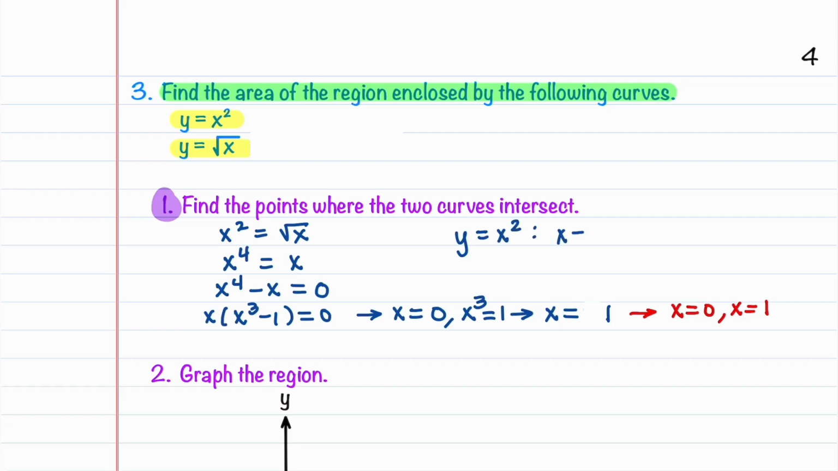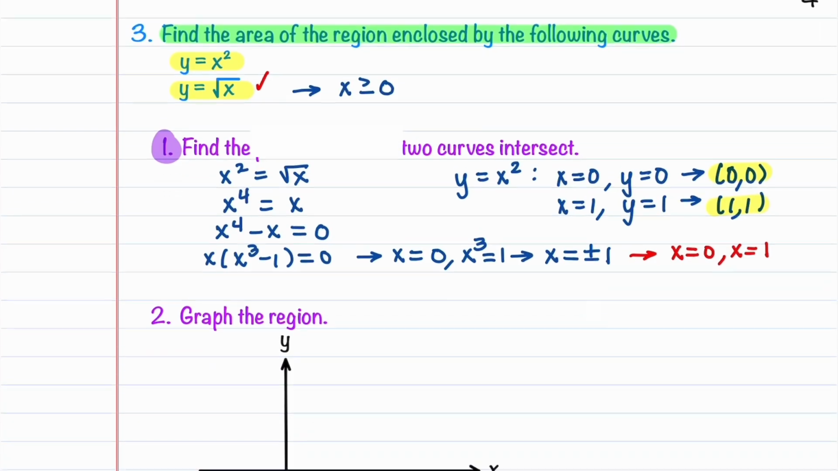So when x is equal to 0, y is equal to 0. And we have the point 0, 0. And then when x is equal to 1, y is also equal to 1. And we have the point 1, 1. Let's highlight these because we are going to need these when we graph our region. And that's exactly what we're going to do now.